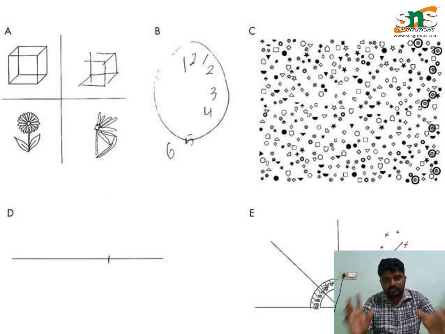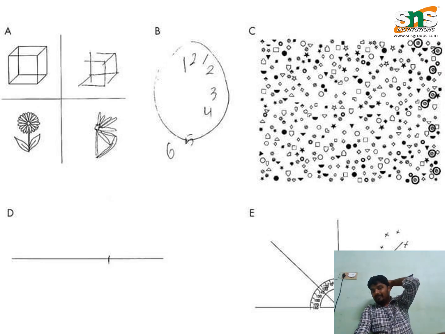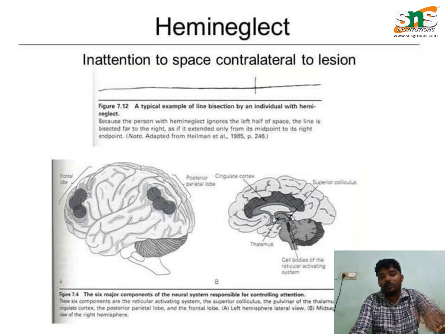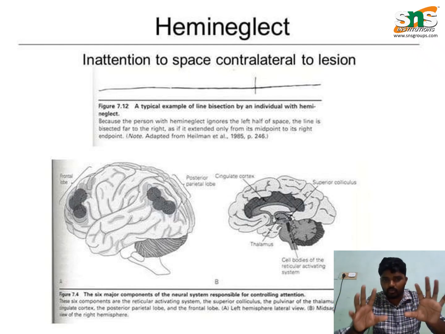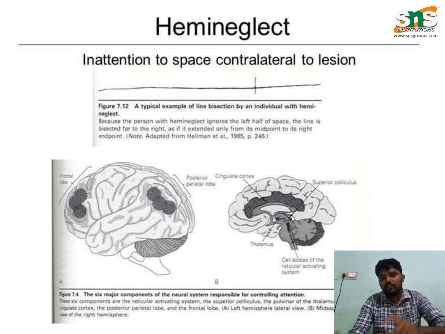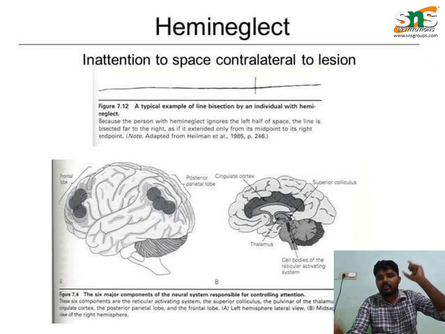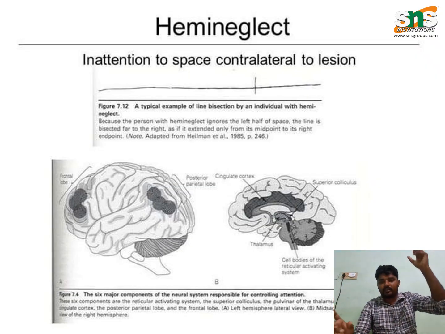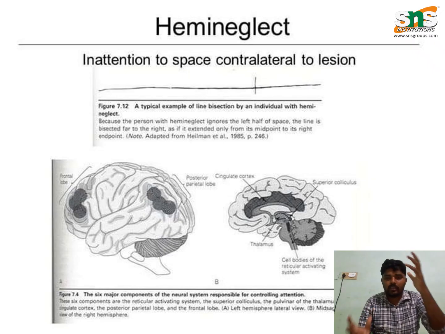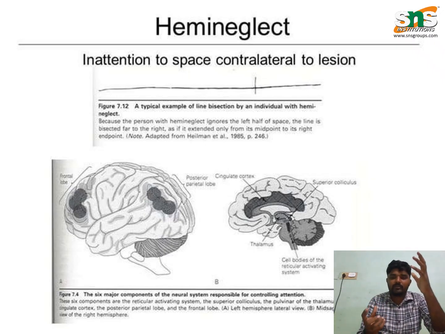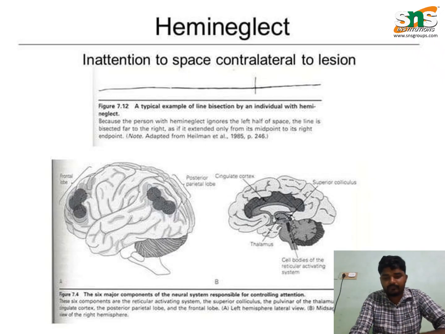The missing of elements in pictures is the hemi-neglect syndrome. Hemi-neglect is inattention to space contralateral to the lesion. When the lesion occurs in the right side of the brain, the contralateral extremities are affected, and neglect is present in the left upper limb and lower limb.